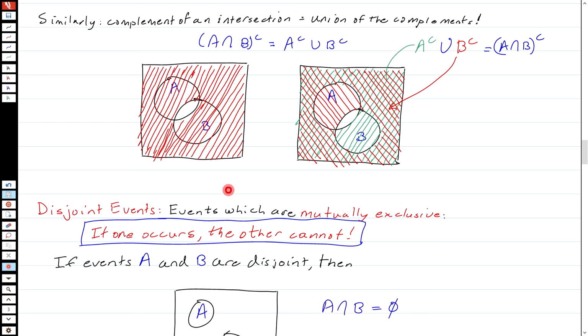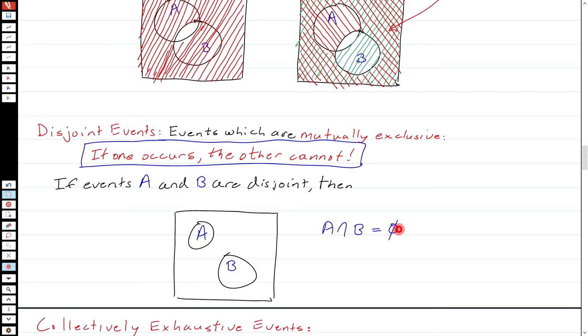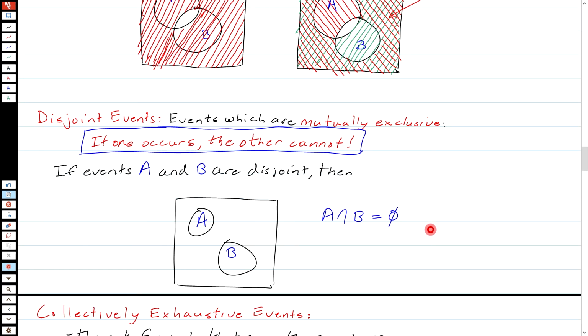Okay, I mentioned disjoint events. These are events that are mutually exclusive. The test is, if one occurs, the other cannot. So that's the question you ask yourself. If events A and B are disjoint, then our Venn diagram looks like this, and the intersection between them is the null or the impossible event.